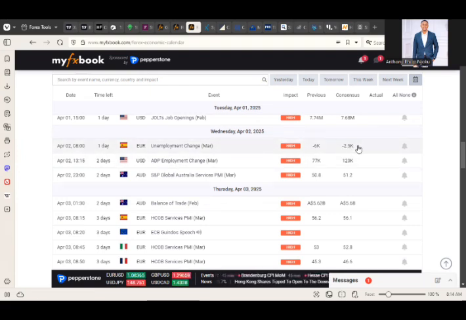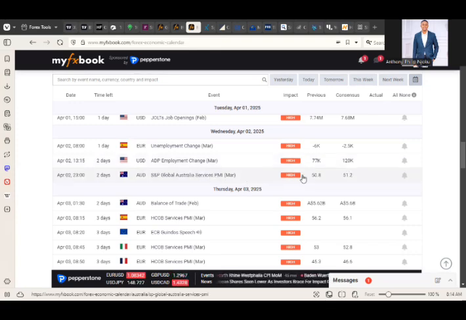A lower figure, it is good for euro for London session. Then New York session, we have the ADP employment change, which has to do with those who are employed in the United States of America in the private sector, because they have the private sector and the public sector. So if the figure is higher than 120K, it is good for dollar. A lower than 120K, it is bad for dollar.